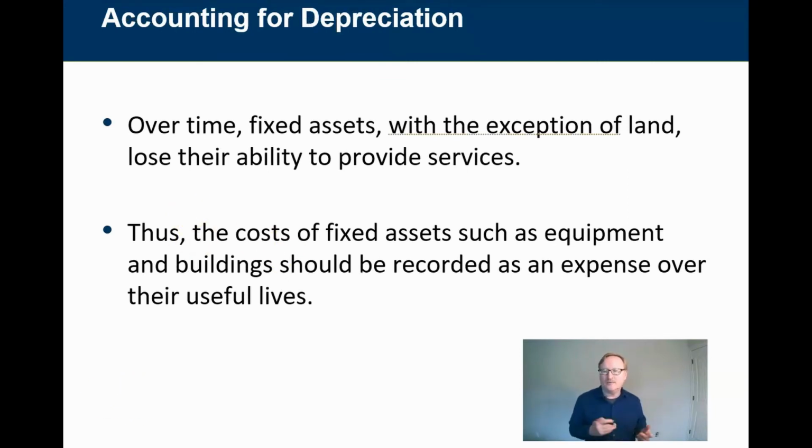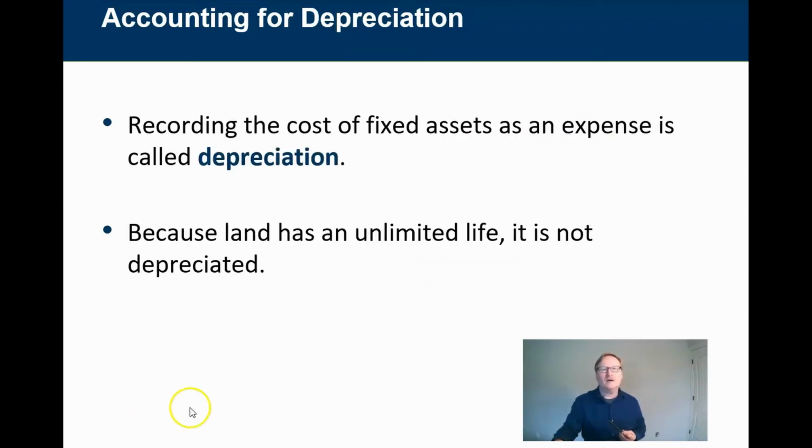Okay, so over time, fixed assets, with the exception of land, lose their ability to provide services. Now, we're going to start talking about depreciation. We want to take the fixed asset, such as the equipment or the buildings, and record them as an expense over the useful life of that particular asset. So now, the first thing I know we would have talked about depreciation. So recording the cost of fixed asset is called depreciation, and we've talked about that in a previous time.